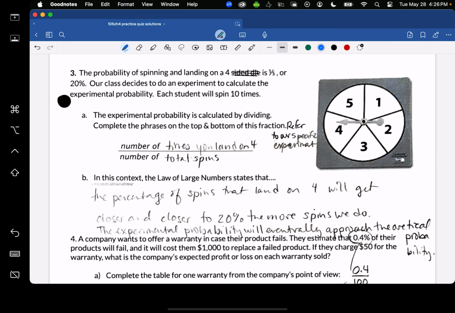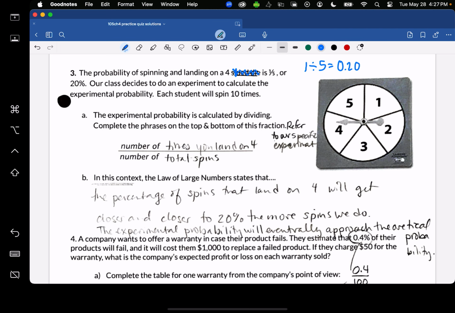The probability of spinning and landing on a 4 is 1/5 because there's 5 regions on this spinner, and 1/5 is 20%. 1 divided by 5 gives us 0.20.